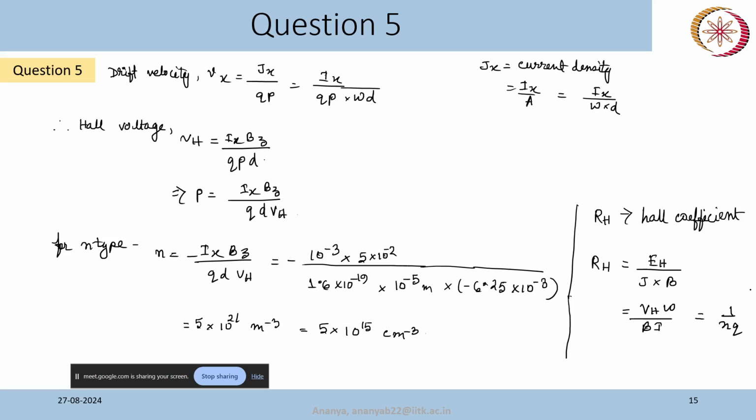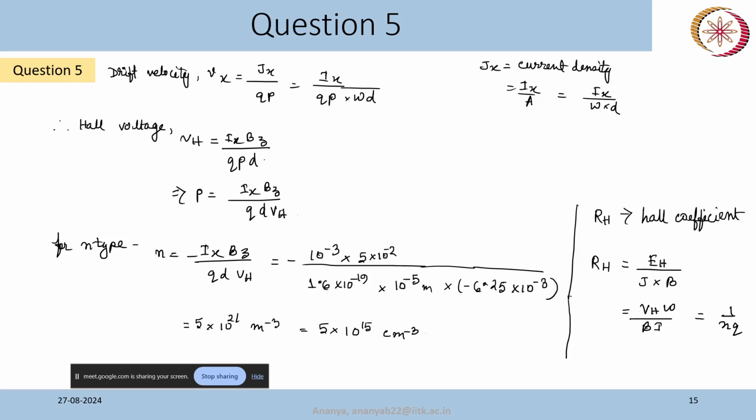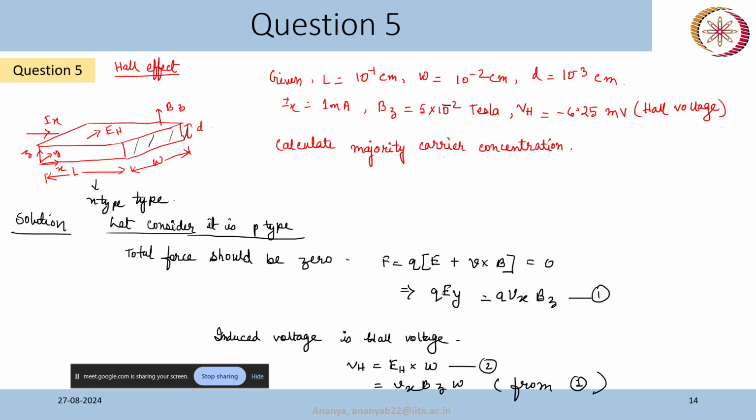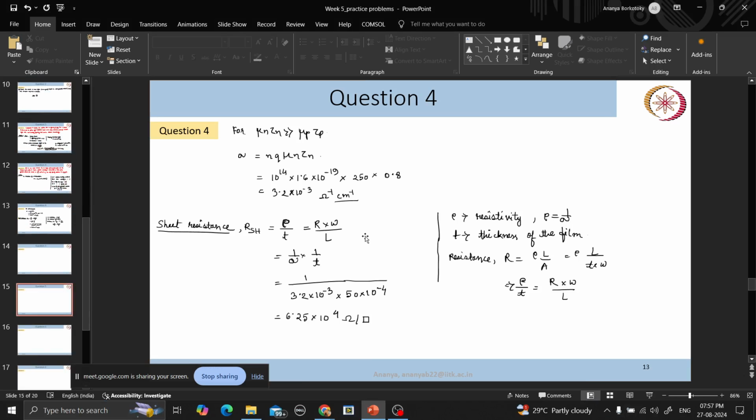And if the Hall voltage is given and the other dimensions are given, the procedure to calculate the carrier concentration is by using this expression. And where we get this expression from, I have given you the derivation here from the force balance equation, and then you can substitute other expressions and get the final expression for carrier concentration. I hope this is clear. You can ask me any question if you have any doubt.